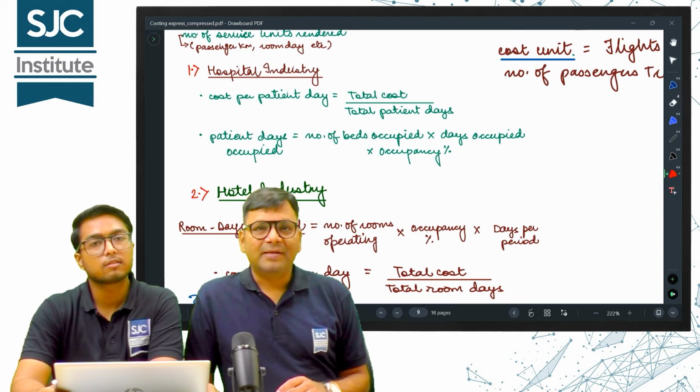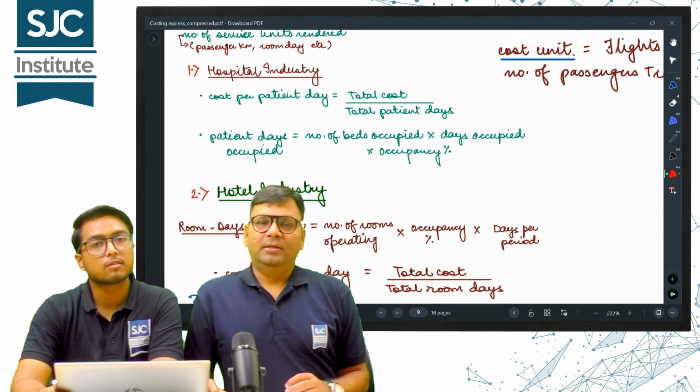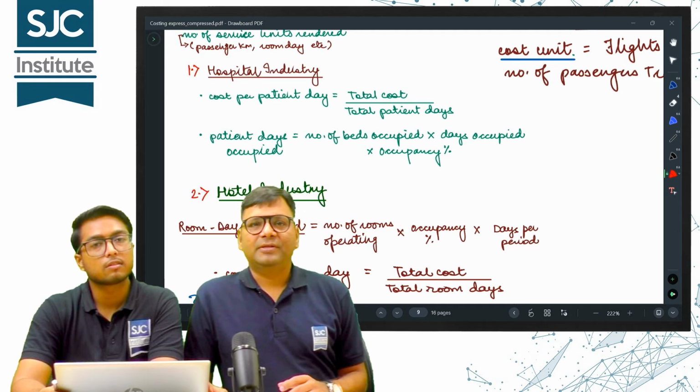For that, you will prepare a statement in marginal costing format: total revenue minus total variable cost equals contribution, less total fixed cost equals profit. Post that, you will take average contribution per patient day, that means total contribution divided by total patient days occupied. Break-even would be total fixed cost divided by average contribution per patient day. The result will come in terms of patient days.